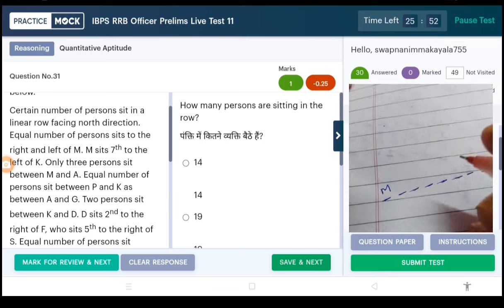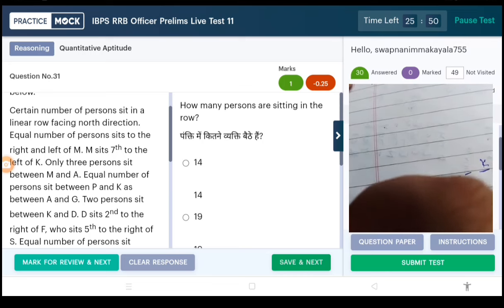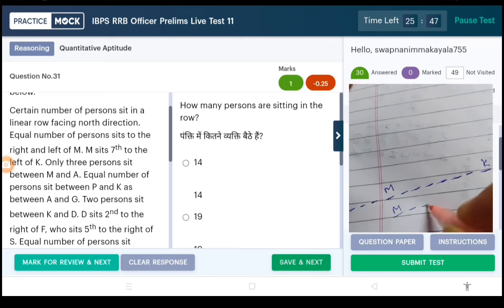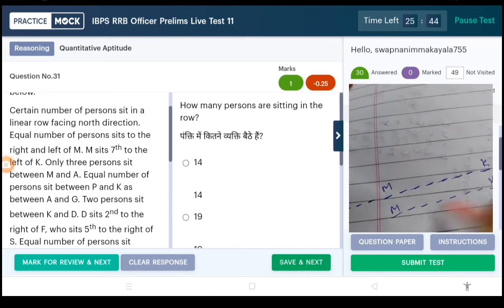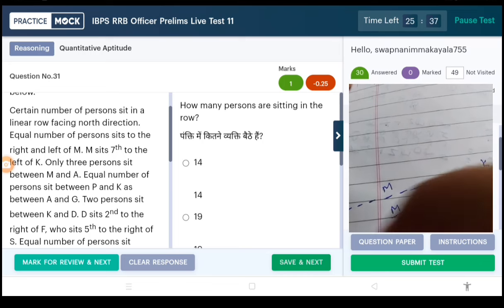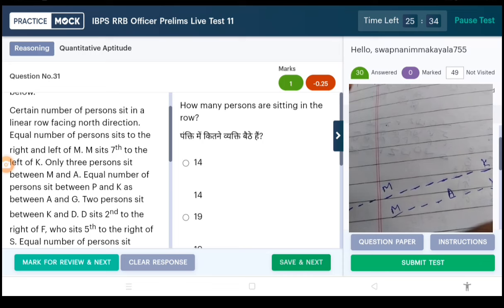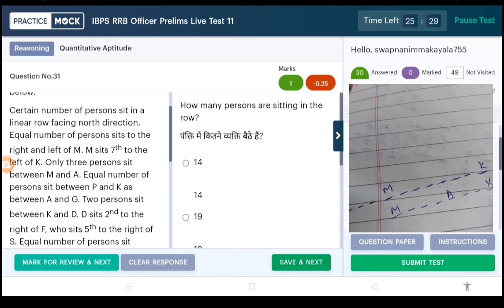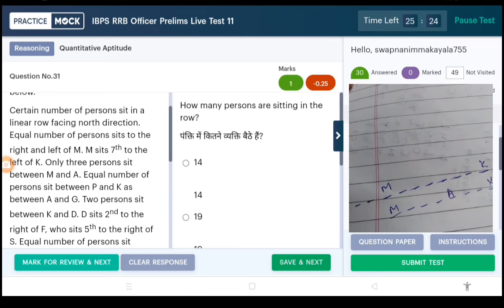Only 3 persons between the M and A. 2, 3, 4, 5, 6, 7. Equal number of persons between the P and K, and A and G. 2 persons between the K and D. D is second to the right of F. F is fifth to the right of S.